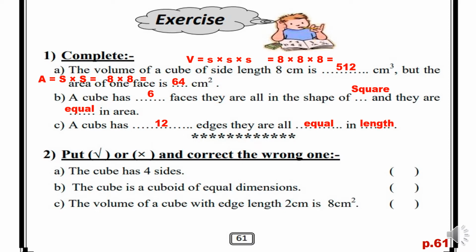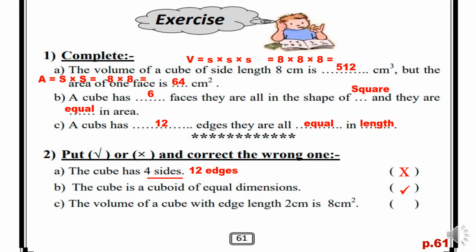Number 2, put right or wrong and correct the wrong ones. Letter A. The cube has 4 sides. Of course, it's wrong. The square has 4 sides. Or here I can say that the cube has 12 edges. Letter B. The cube is a cuboid of equal dimensions. This is right. The cube is the same as the cuboid, but it's of equal dimensions. As here, all the faces of the cube are in a square shape.